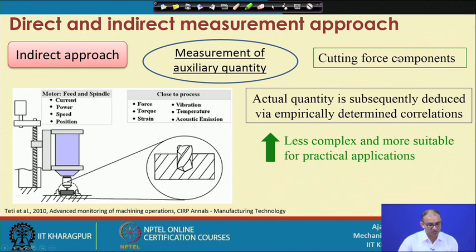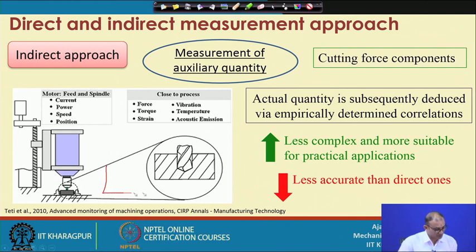That is the reason dynamometers are most widely used compared to the direct approach where you put a camera and do some measurement. It is less accurate than direct measurement. But problems are also there, because ultimately everything comes under empirical formulas, that is, how well the formula fits with respect to the cutting force measurement.